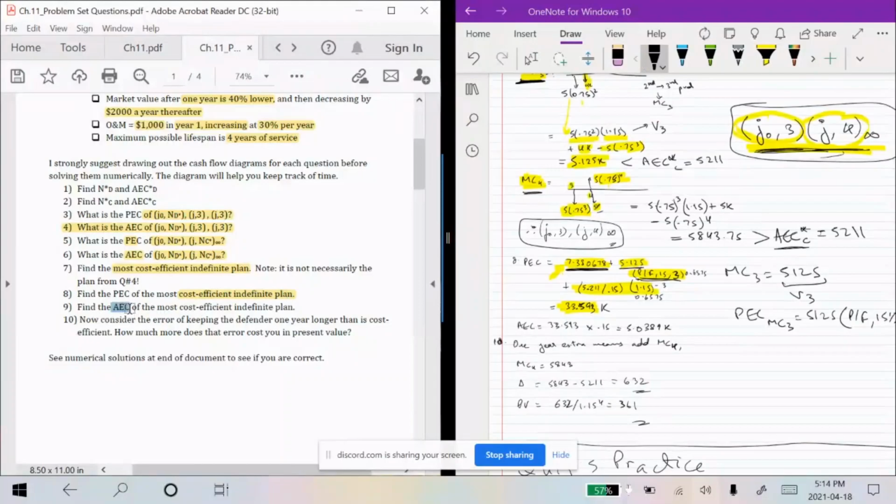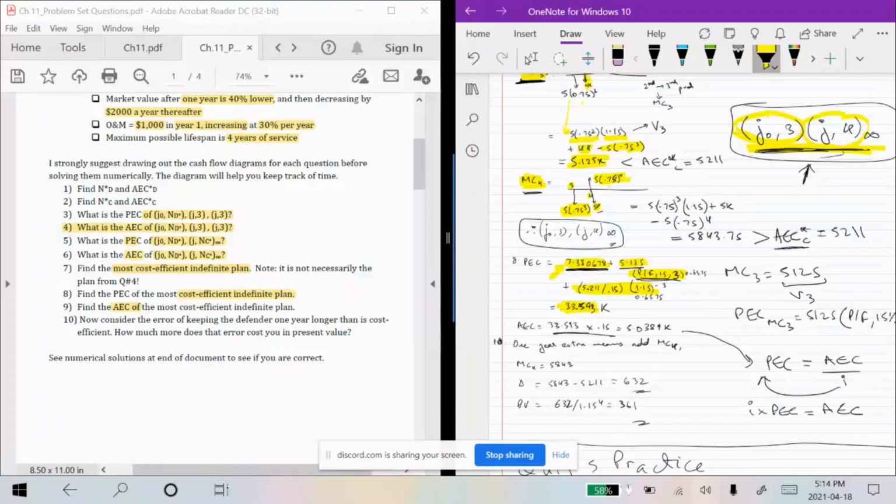In the 9th, they just ask what is the annual cost of your optimal plan that you found here. The annual cost is going to be, for this, again, we use that same formula for the indefinite plan. The PEC equals the AEC divided by I. So you take I up there and you get I times PEC equals AEC. Do that same thing to find out AEC, right? Just take the PEC that you got here, multiply by 0.15, you get 50,389, your annual equivalent cost of your most optimal plan.